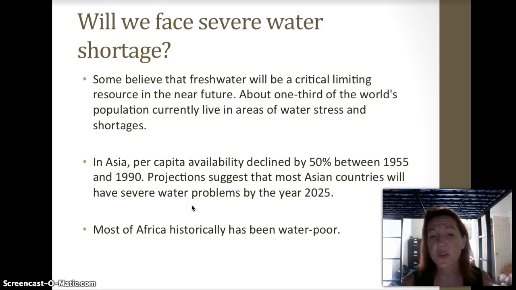And just as a side note, Africa has historically been known to be water poor. In fact, in some areas they spend more time, on average, getting water than they have time to actually work, because it's such a big deal to go get fresh water. They may walk miles and miles just to get it.